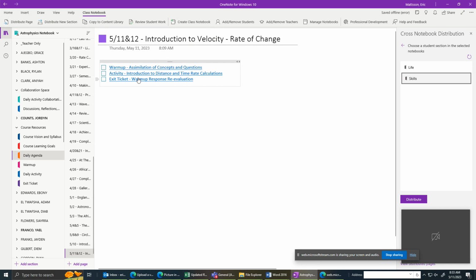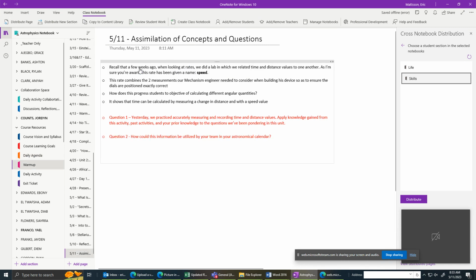So for the warm-up today, we're looking at an assimilation of concepts and questions. Recall a few weeks ago when looking at rates, there was a lab that we did that related time and distance values to one another. As I'm sure you're aware, this rate has been given a special name. The rate was just called speed. That's what speed is. Speed is the rate of change in distance.